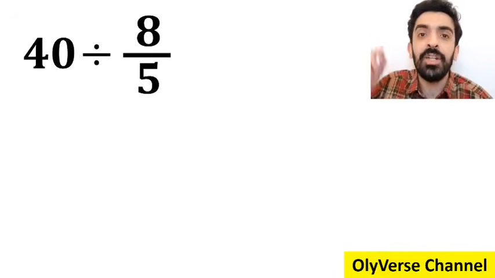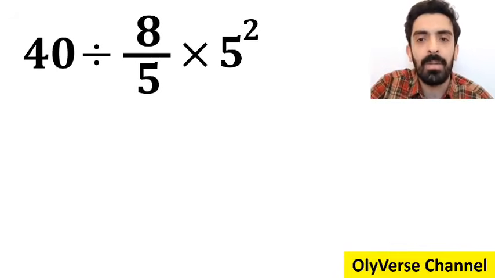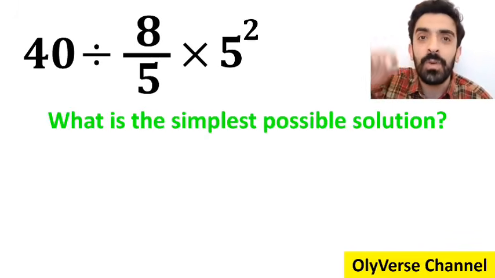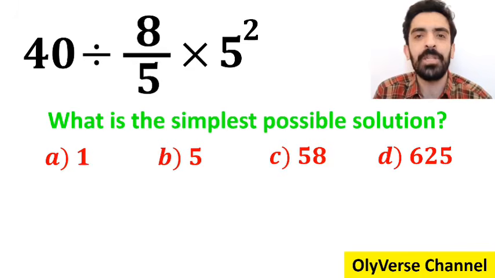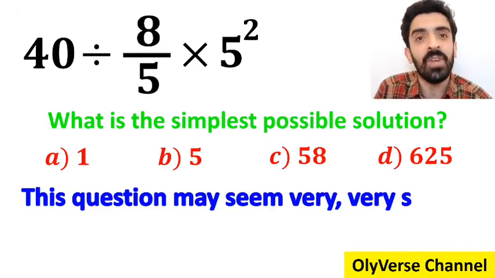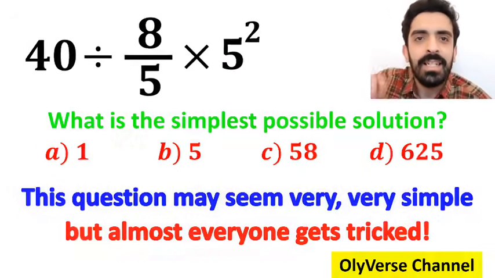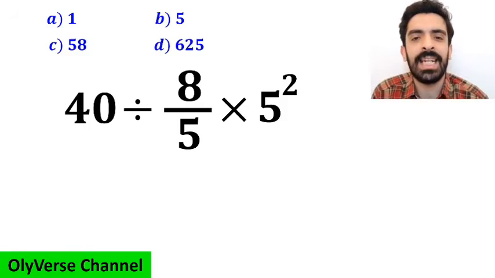If we have the expression 40 divided by 8 over 5 multiplied by 5 to the power of 2, then what is the simplest possible solution for this expression? Which option do you think is the correct answer to this question? This expression may seem very simple, but almost everyone gets tricked. Let's take a closer look and solve it together.